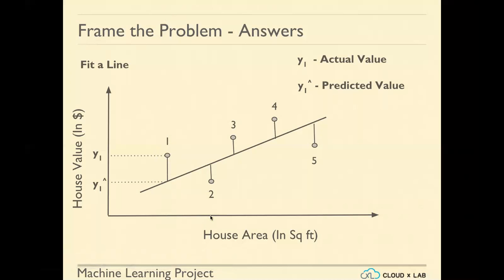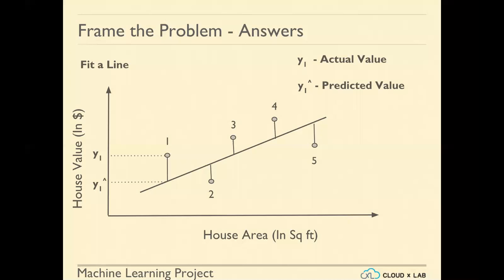For this house area, we have this as the predicted and this as the actual. Similarly, for this house area, this is our model or hypothesis, which is giving us this prediction, and the actual was this. So this much is the error that we are suffering. We have 5 data points, so there are 5 errors.